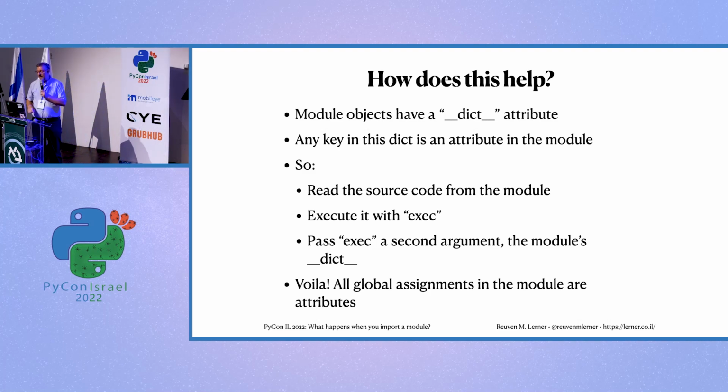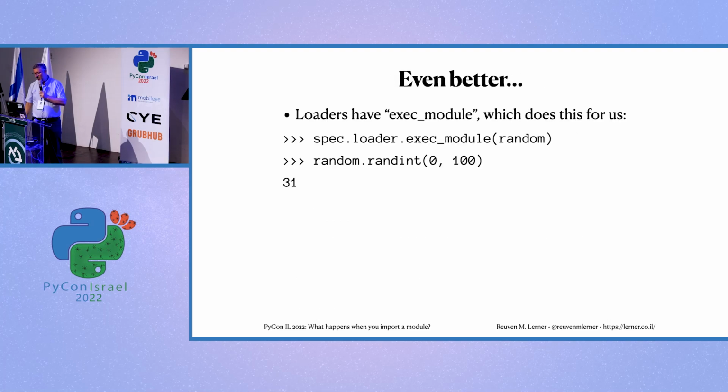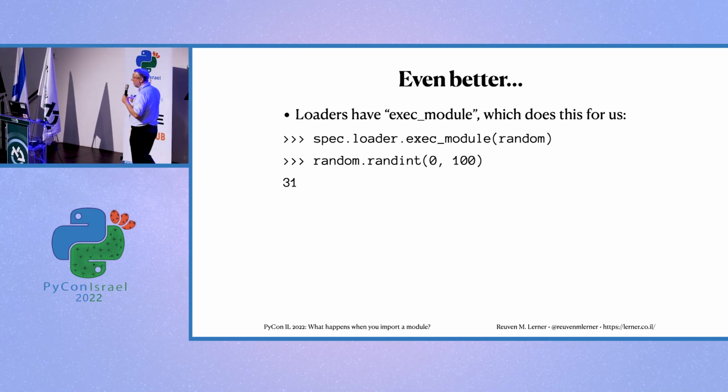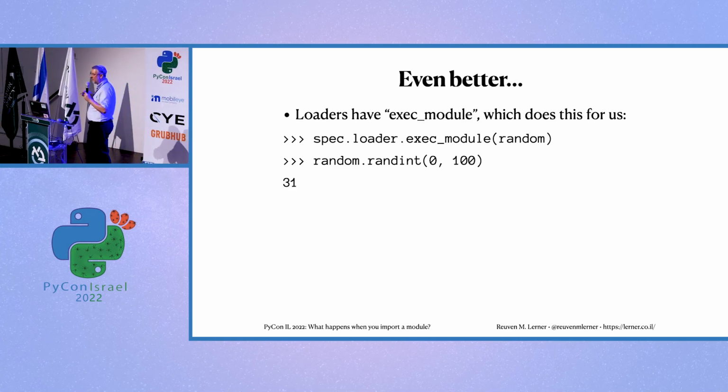But really, why should I be working hard? I don't want to work hard. I'm just going to use the loader's exec_module method. That is to say, I go to the spec, the module spec object. I turn to the loader that was defined for this module, and I say, hey, loader, can you go and execute this module? Execute this module random. Meaning it's going to go to the spec, source code, execute it into random's __dict__, and right after doing that, I call random.randint(0, 100), get 31, and it works.